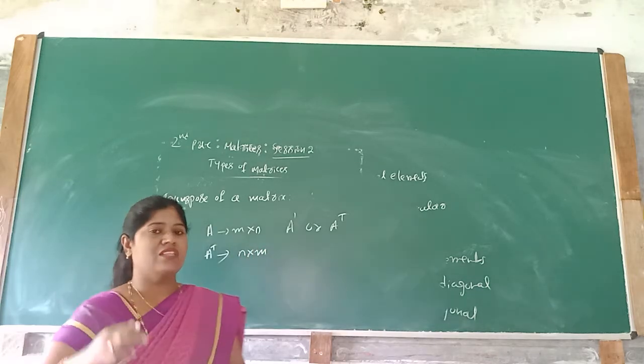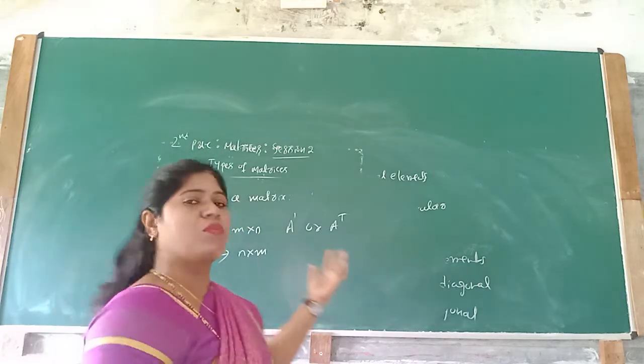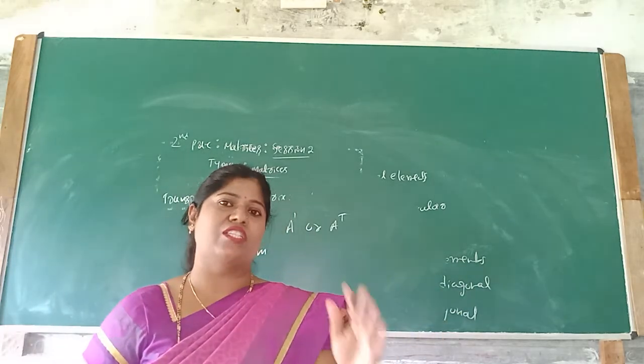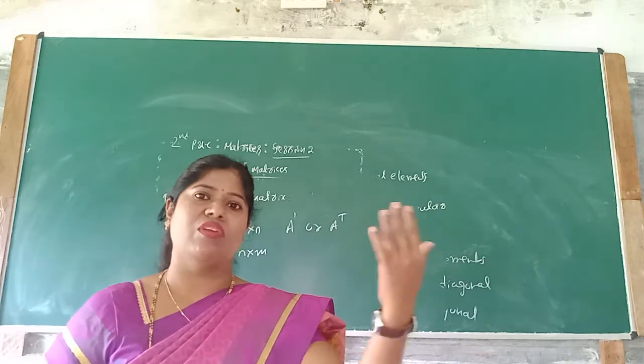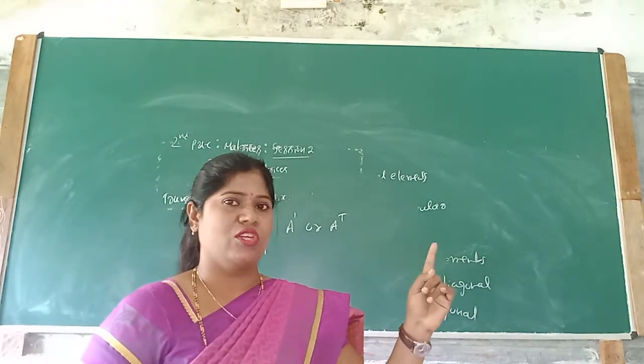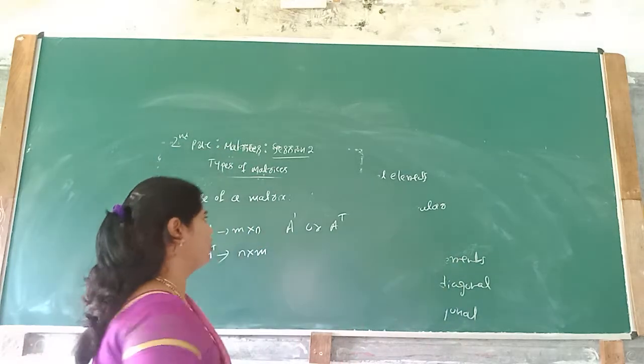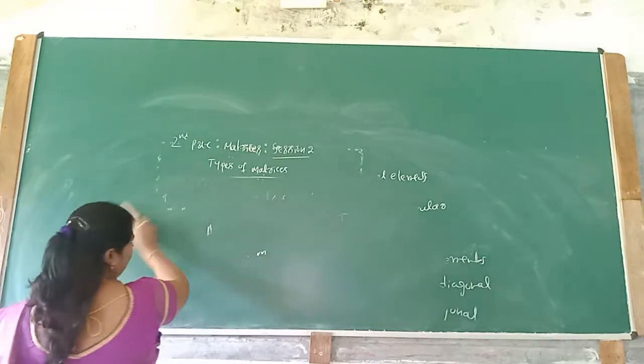We have to interchange the rows and columns. So, the transpose of a matrix is obtained by interchanging the rows and columns of a given matrix. It is denoted by A dash or A complement. So, examples. So many examples we can give.